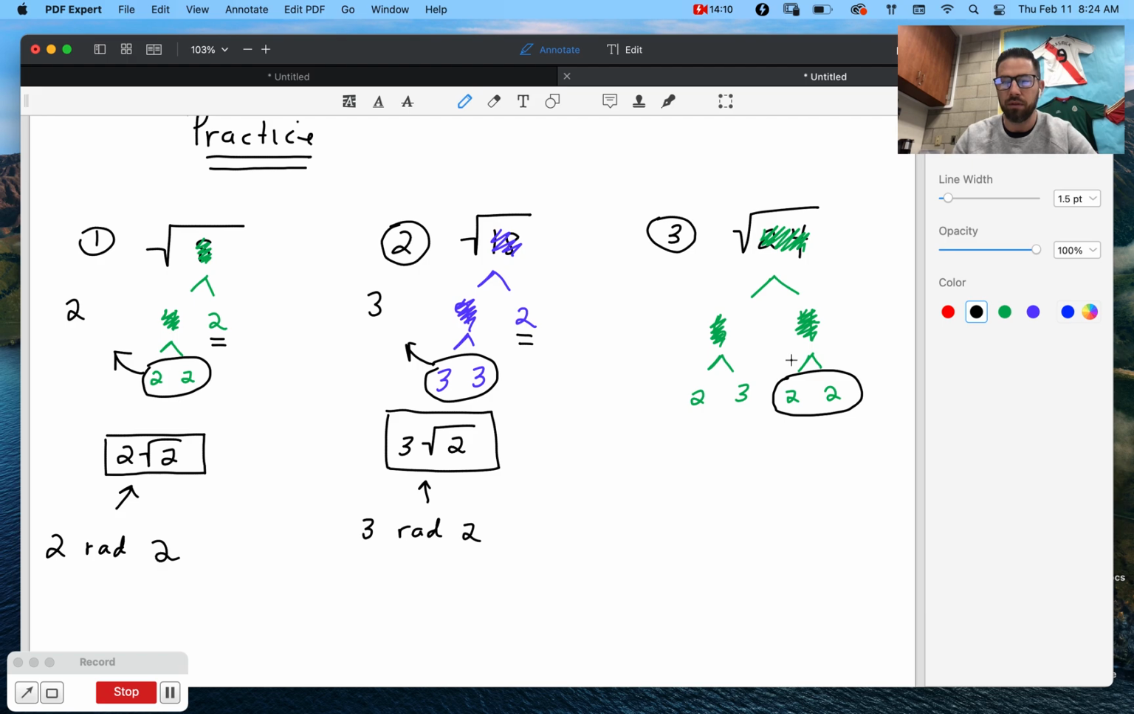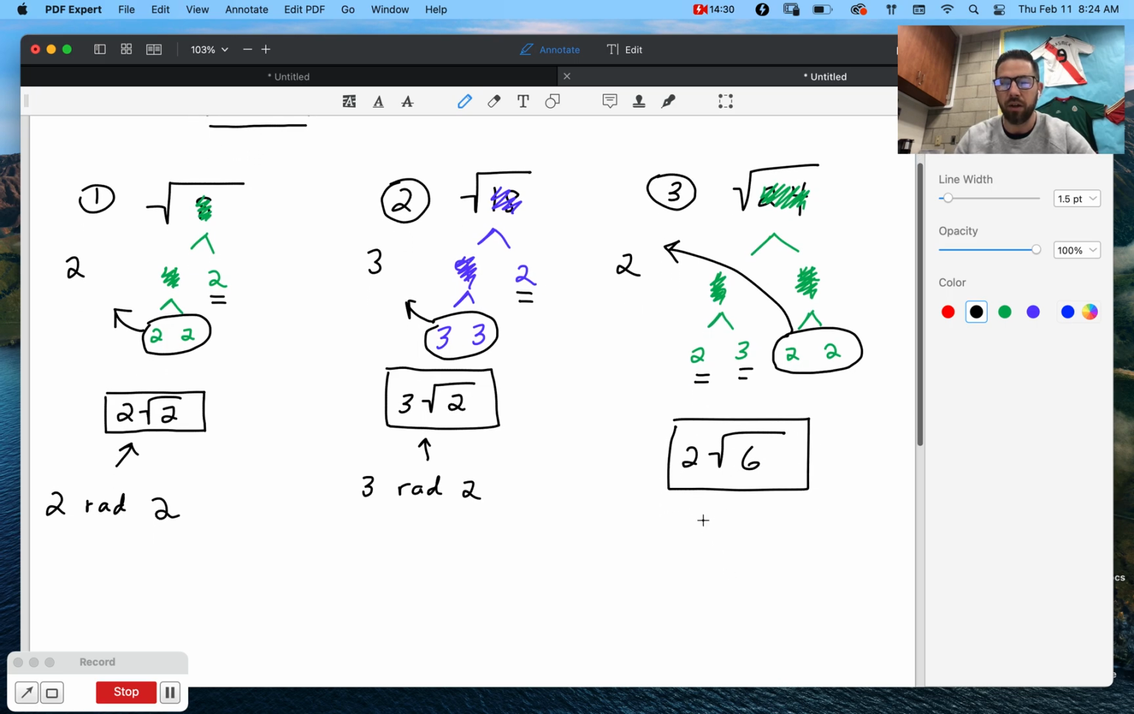I'm going to give you this pair. The pair is going to go on the outside, right? And I have leftovers. I've got 2 things of leftovers. What do I do with my leftovers? I multiply them, right? So I have my 2 on the outside, 2 times 3 is 6 on the inside. And how do I write that? How are you going to see it on the homework? It's going to say 2 rad 6.